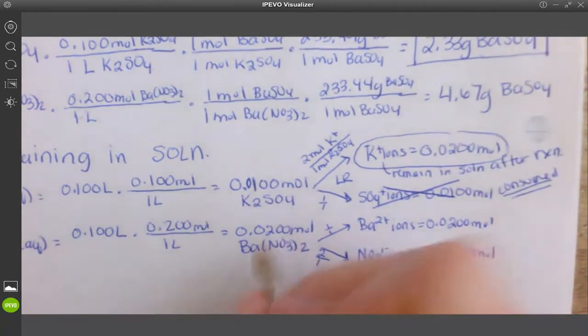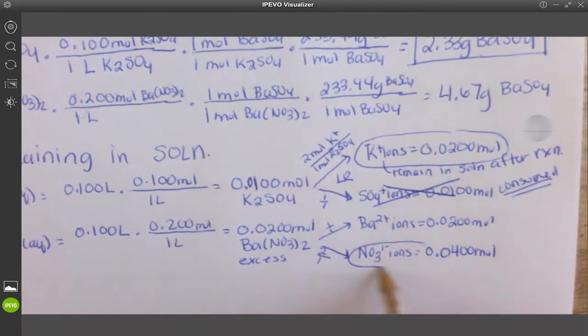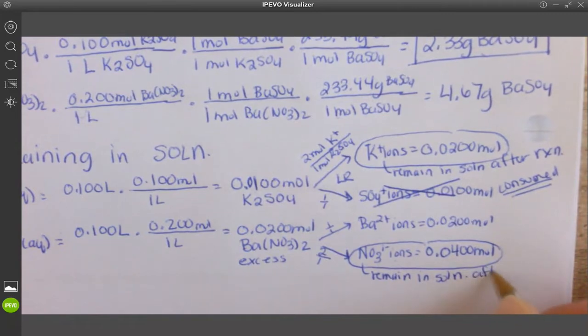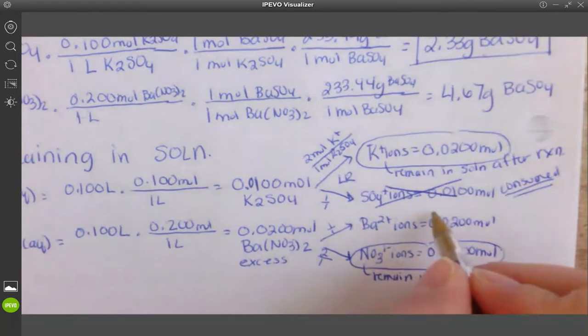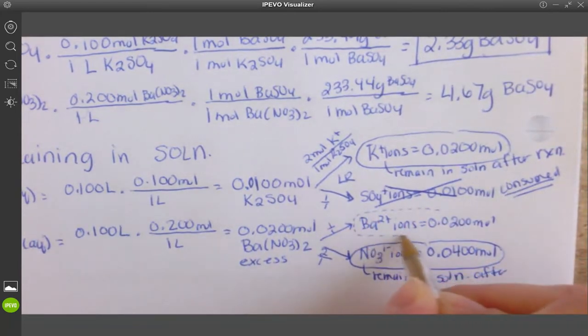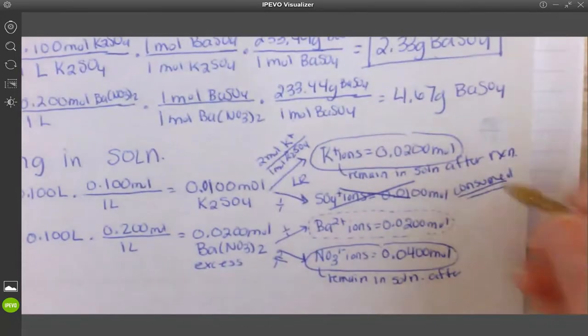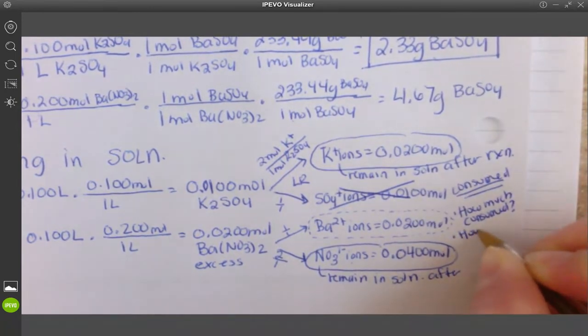Okay, if I look at my barium nitrate, which is my one in excess, I'm going to first note that my nitrate ions are also spectator ions. These are going to remain completely in solution after. So both of those I can quickly find my new concentration of. It's going to be the barium ions, the ions in the precipitate that come from my reactant in excess, that I'm going to have to figure out how much was consumed and then how much is left over.